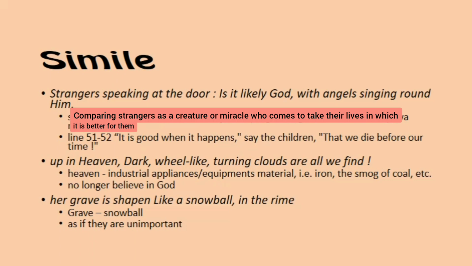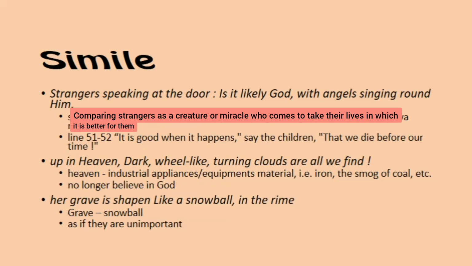Supporting or emphasizing lines 51 to 52, "it is good when it happens, say the children, that we die before our time," just right. The next one is "up to heaven, dark with like turning clouds are all we find." She compares heaven to some kind of industrial appliances, equipment or material, i.e. iron, the smoke of coal, etc., as they no longer believe in God and superficial beliefs to lean upon. And the last line is, "her grave is shapen like a snowball in the rhyme."